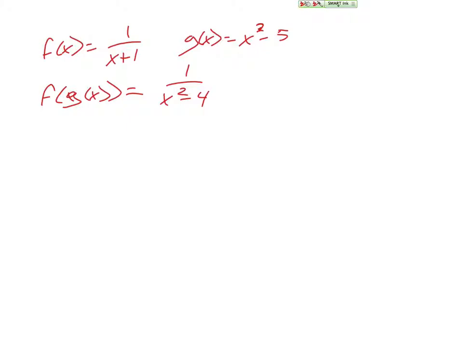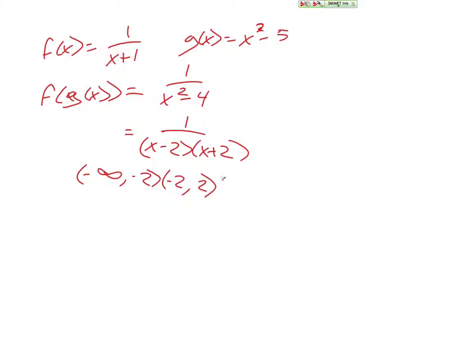Then it wants me to figure out where this thing is continuous. In order to figure out where it's continuous, I first must figure out where it's discontinuous. If I'm dealing with a fraction, what makes it discontinuous? What makes the denominator 0? So I need to factor this. And now we can see what makes it 0. So it's discontinuous at 2 and negative 2, which means it's continuous everywhere else. So my intervals would be negative infinity to negative 2, negative 2 to 2, 2 to infinity.